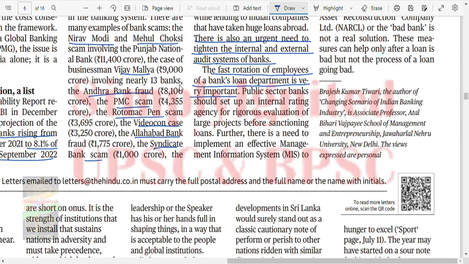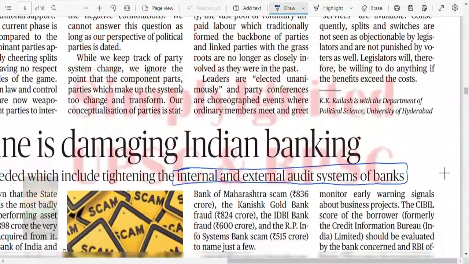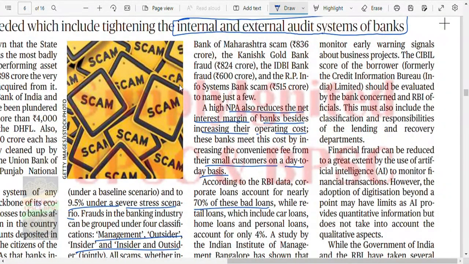Public sector banks should set up an internal rating agency for rigorous evaluation of large projects before sanctioning loans. Internal rating agency, for rigorous evaluation of large projects. Further, there is a need to implement an effective MIS to monitor EWS about bank business projects.